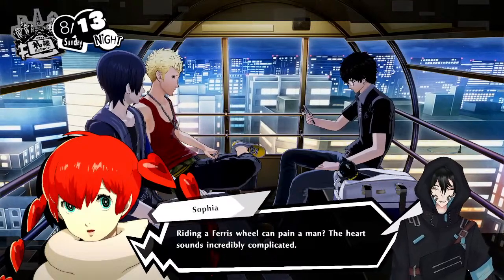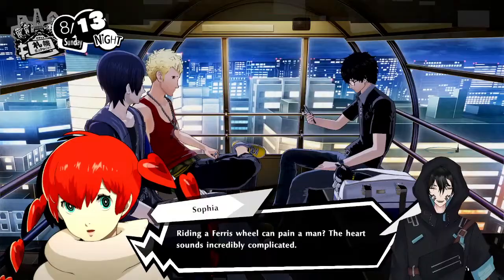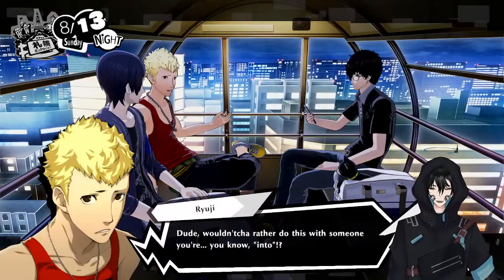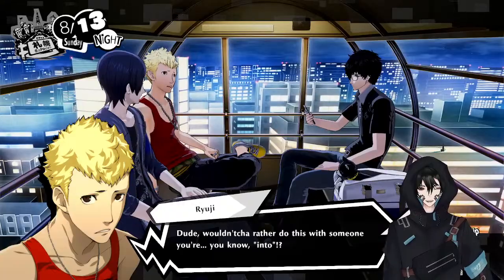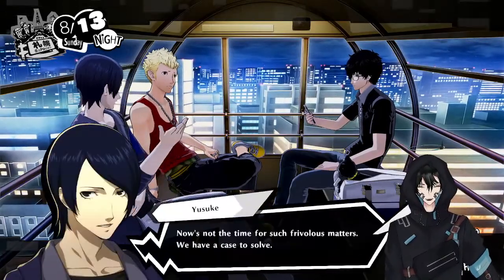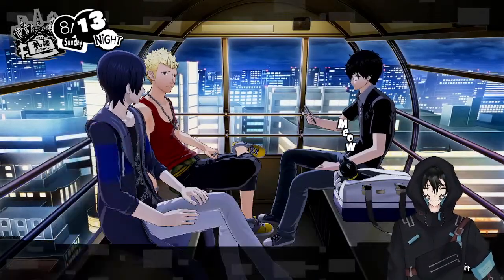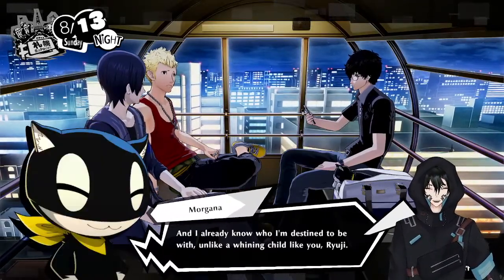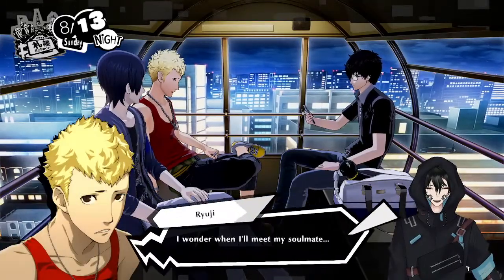Riding a Ferris wheel can pain a man. The heart sounds incredibly complicated. Dude, would you rather do this to someone you're into? What if I'm into dudes? Now's not the time for such personal matters. Wakaba is so... And I already know who I'm destined to be with. I like a one-inch head like you, Ryuji.